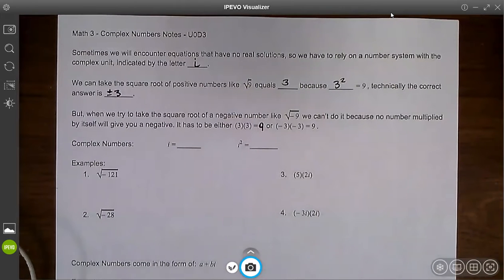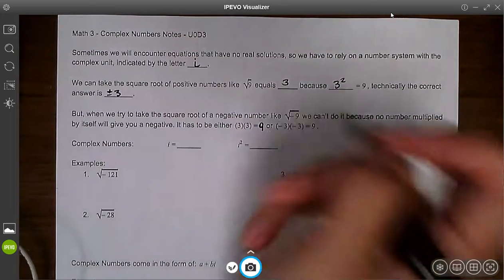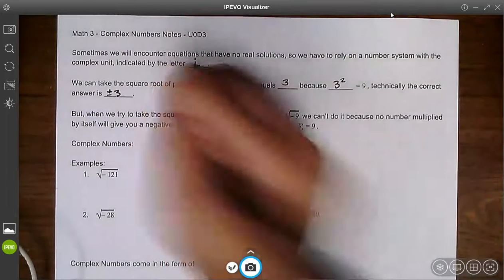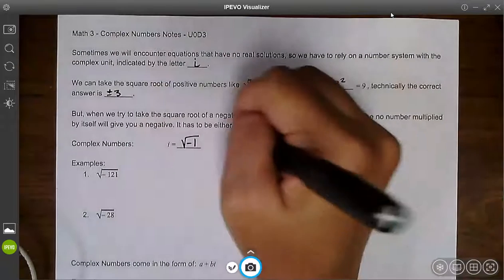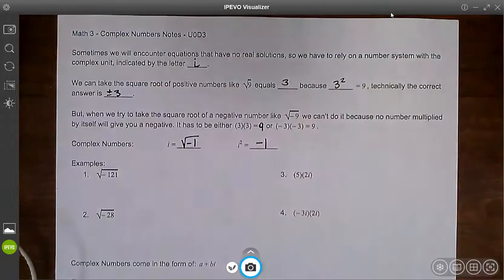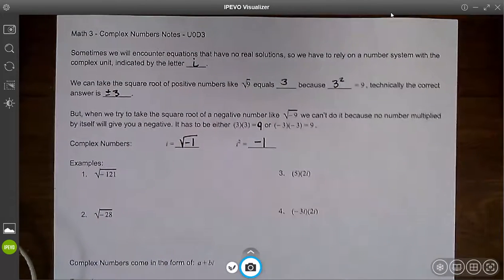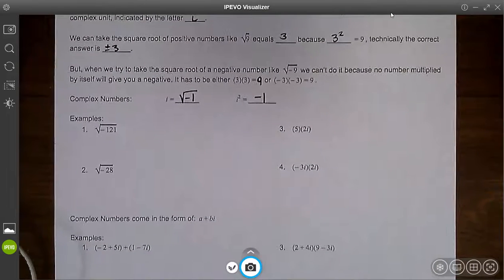But we can't take the square root of a negative number like that because no number multiplied by itself will give you a negative, because positive times positive is positive, negative times negative is positive. So we will use i and i squared. i is the square root of negative 1, and i squared is negative 1.